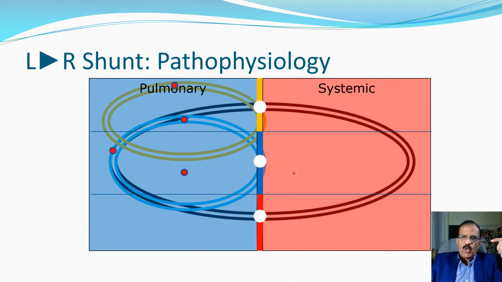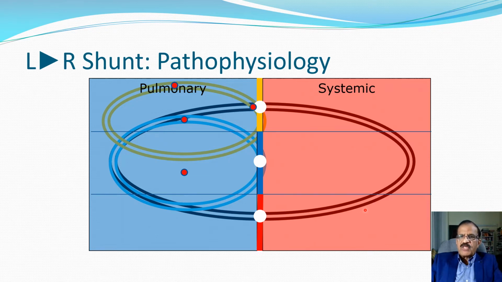Please appreciate this point. Blood in the left ventricle or left atrium is already oxygenated, and it will go through the lungs and get reoxygenated. It cannot get more oxygenated because it is already 100% oxygenated. But the important point is that the blood which goes to the systemic circulation is fully oxygenated. So there would be no cyanosis in either of these conditions.